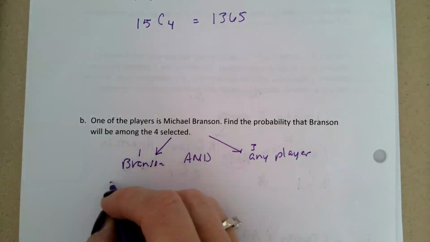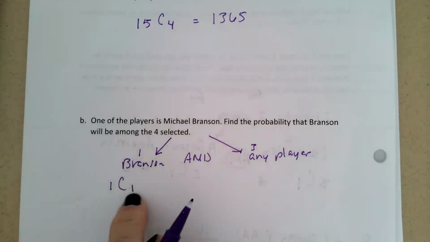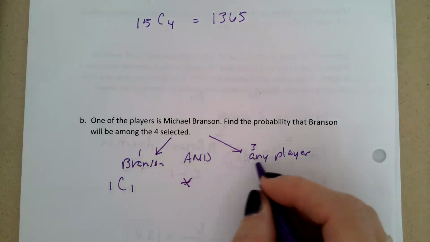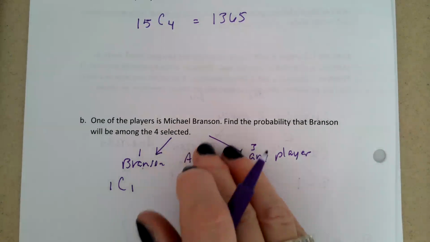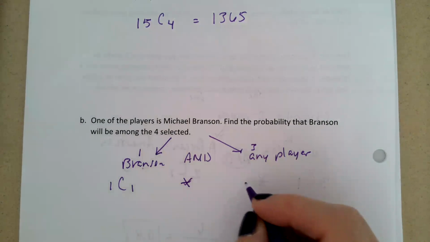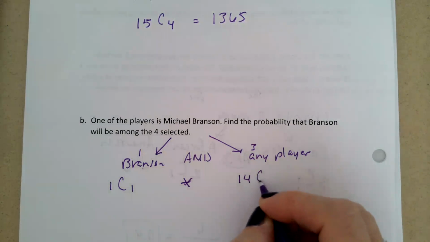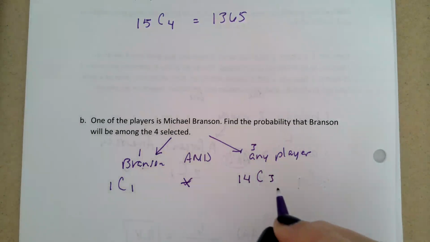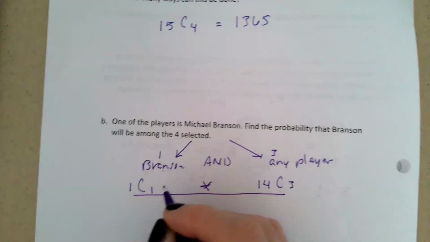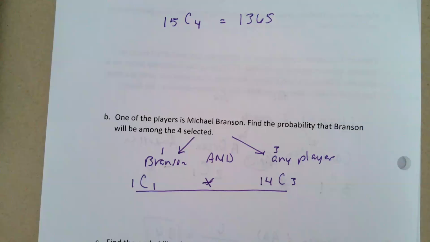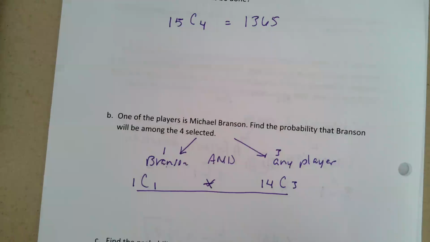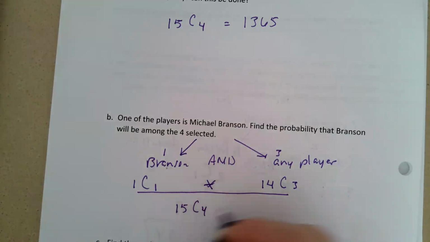So that would be choosing 1, because there's only 1 of him and I'm choosing him. And means I'm multiplying. And then the others, I'm choosing 3 of the other players. Well, if one of them is Michael, that means I'm choosing out of 14 players, I'm choosing the other 3. And then that's going to be divided by anybody, which would be all the combinations that we found in A. So that'd be 15 choosing 4.